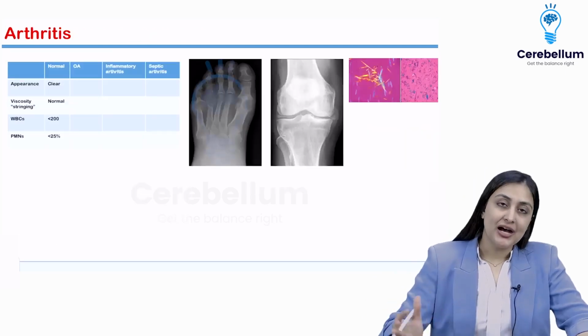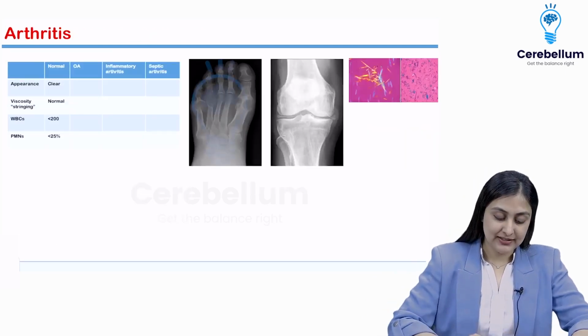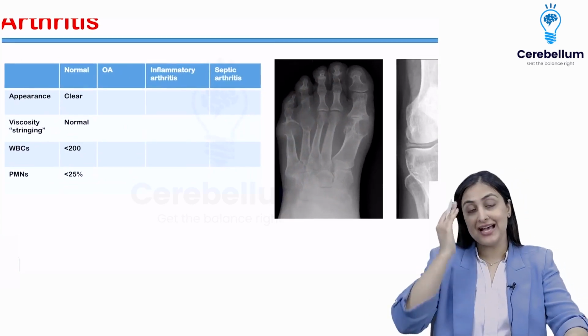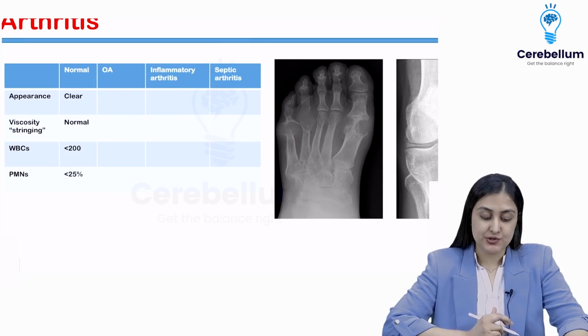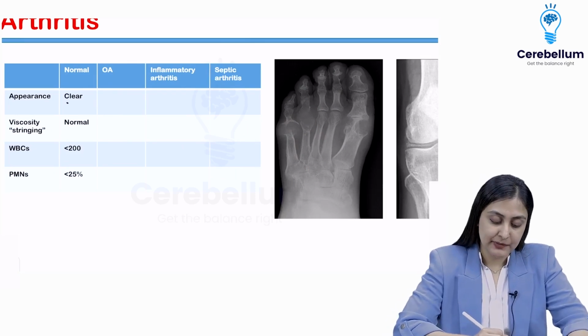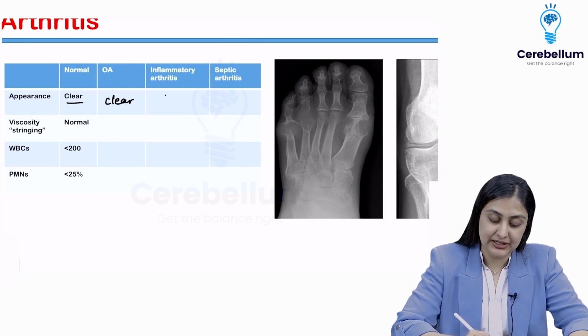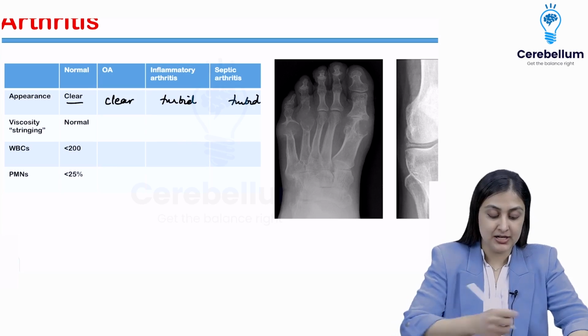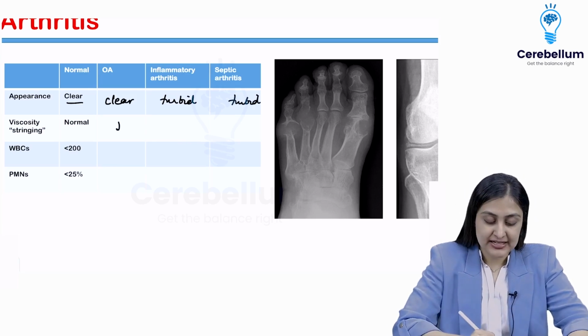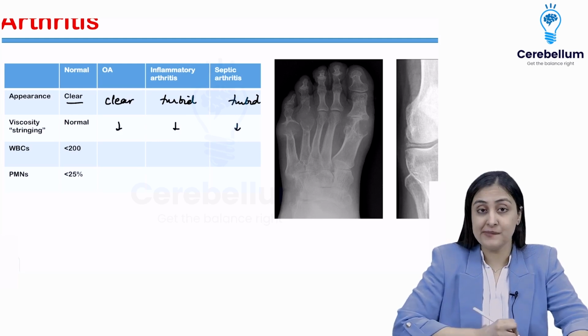Now talking about arthritis. In arthritis, first of all, what would the aspirates show you? This can also be asked to you. So normal appearance is going to be clear. In OA, which is non-inflammatory, it will be clear. But in inflammatory and septic arthritis, you're going to have a turbid aspirate. Viscosity is going to be reduced in all of them.